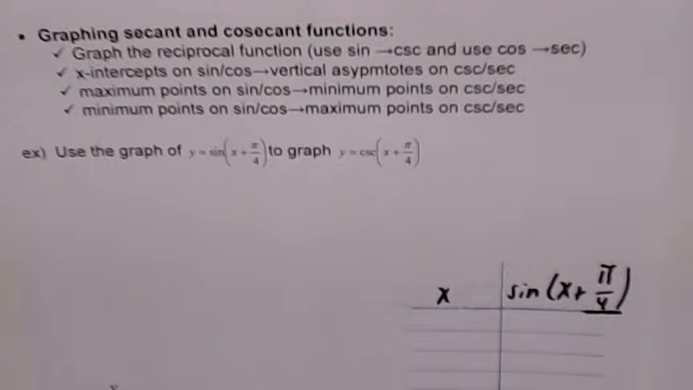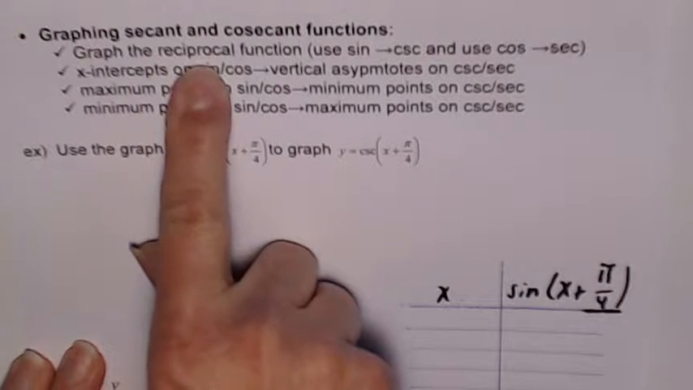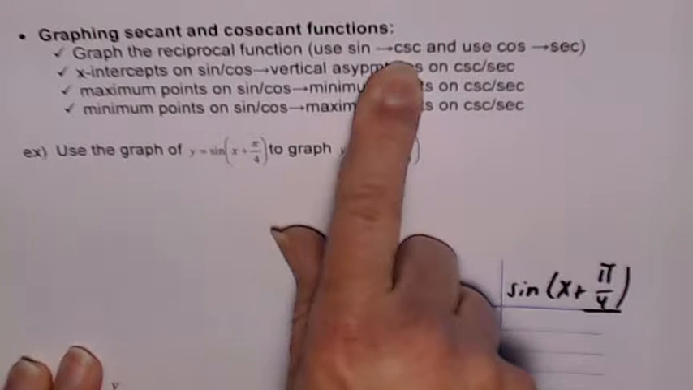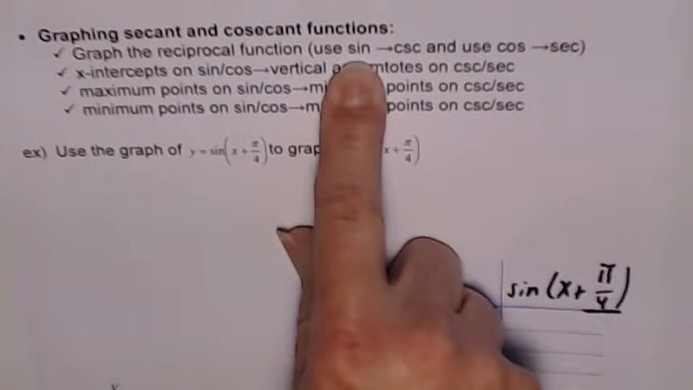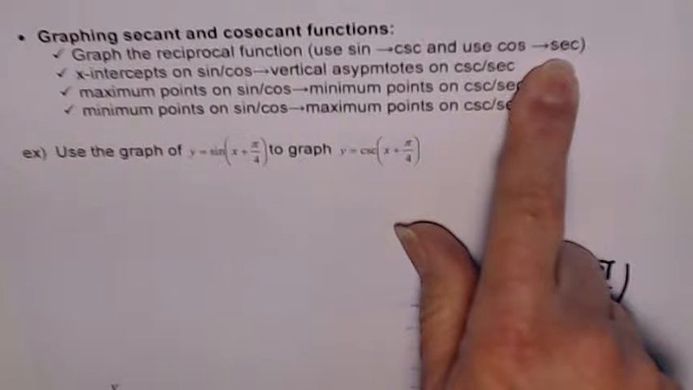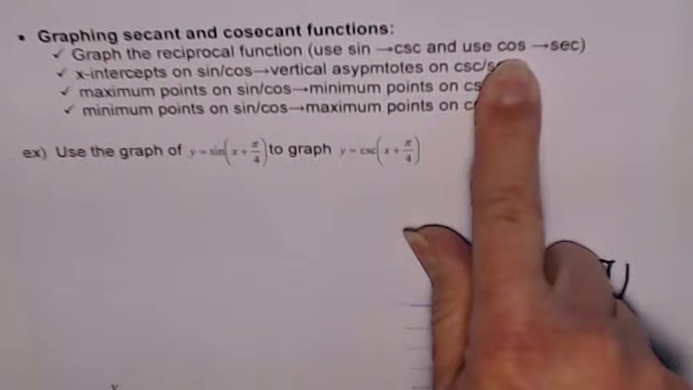We're going to take a look now at an example where we are going to graph a cosecant function, and then in the next video we'll graph a secant function. So just reviewing some key features of these and what we're going to look for in order to graph these. First off, we're going to graph the reciprocal function. So when we're looking to graph a cosecant function, we're going to first graph the sine version of that. When we want to graph a secant function, first we're going to graph its cosine partner.